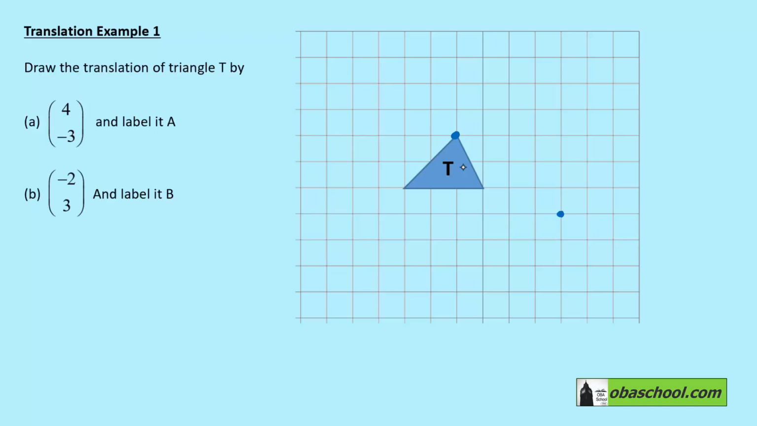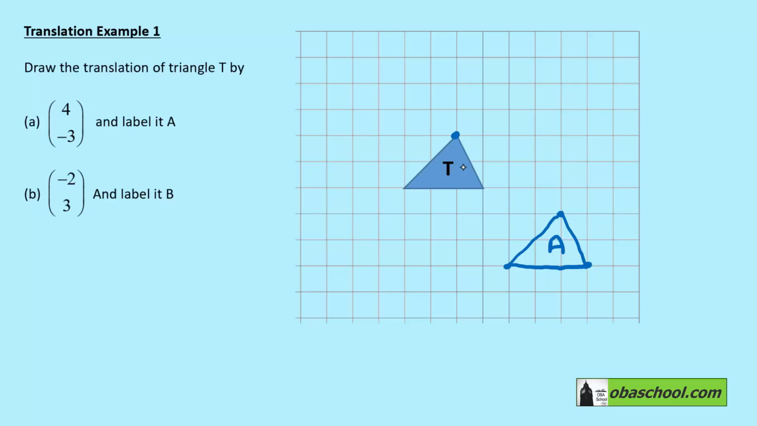Now all I need to do is draw the same shape of triangle. So 1 across and 2 down, so that would be a vertex. And 2 across and 2 down, 2 and 2, that will be a vertex. And then we just draw that triangle. And of course you should use a ruler and label it A.